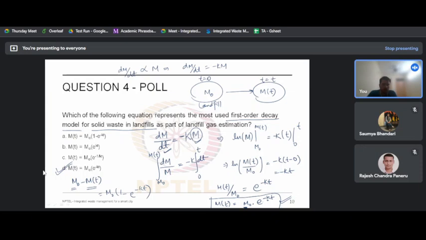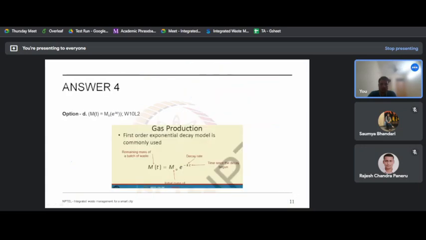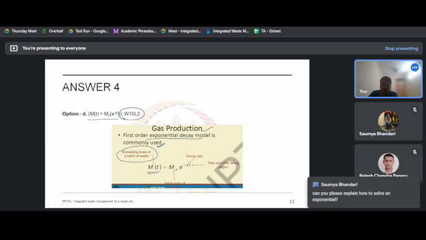In case you don't have any doubts, we'll move on. So I hope this was clear. So option D is the correct answer. M(t) equals M naught e to the power minus kt. So you can refer to the second lecture of this week. This is as per the gas production. So it follows the first order exponential decay model, which is commonly used. We can use other quadratic or even cubic models, but this is the most commonly used model. So it will be the remaining mass of a batch of waste.